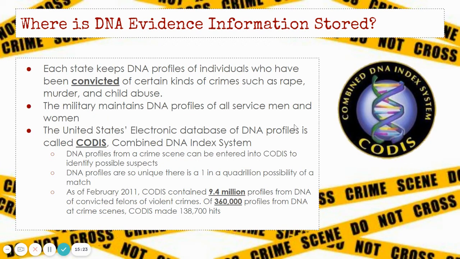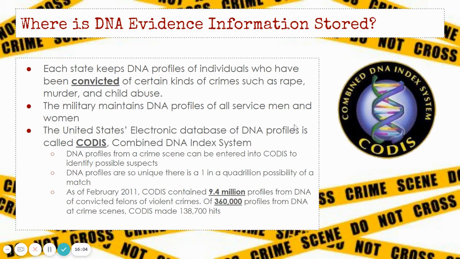Where do we store this DNA evidence information once it's collected? Each state keeps DNA profiles of individuals who've been convicted of certain kinds of crimes, such as rape, murder, and child abuse. The military also has DNA profiles of all servicemen and women. The United States electronic database of DNA profiles is called CODIS, which stands for Combined DNA Index System. DNA profiles from a crime scene can be entered into CODIS to identify any possible suspects that may match. DNA profiles are so unique that there is a 1 in quadrillion possibility of a match, right? If it matches, there's basically no way it can belong to anyone except that match.